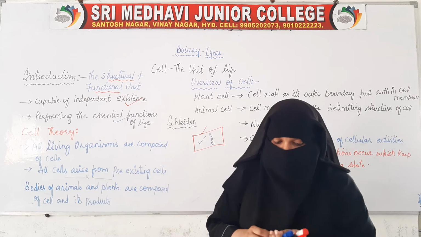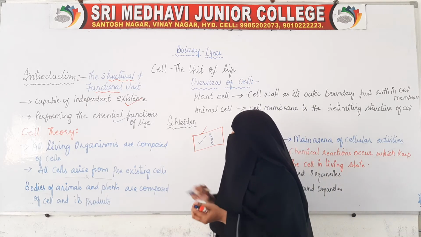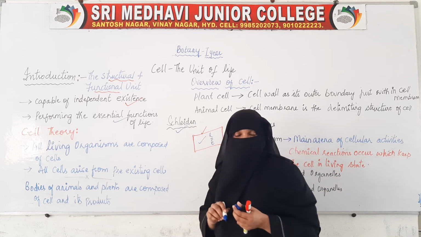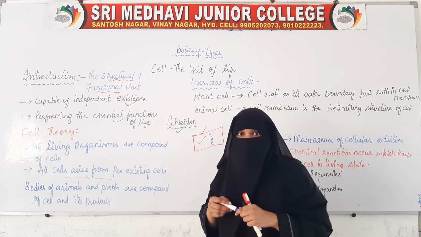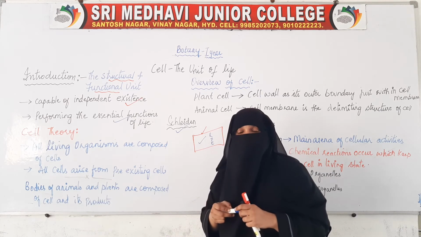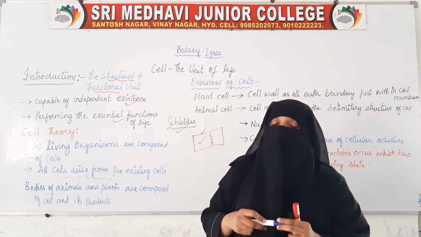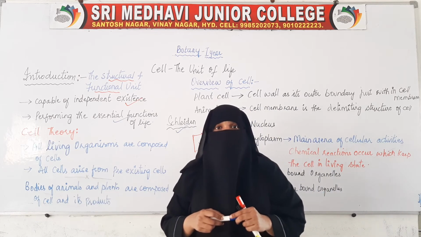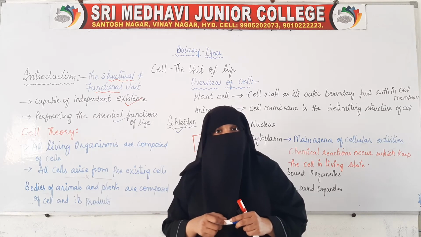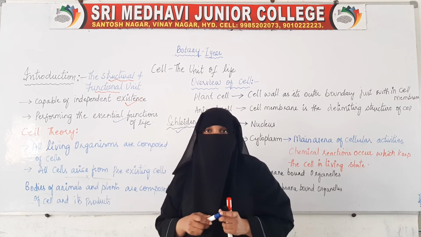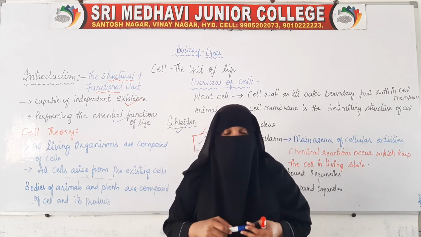So, Schleiden is the name of the scientist. He did research. He was a botanist. He researched on the plants and said that all the plants are made up of different types of cells, and those different cells combine to form tissues.